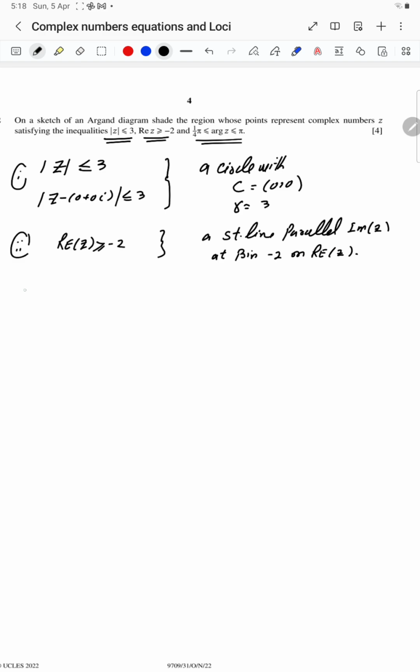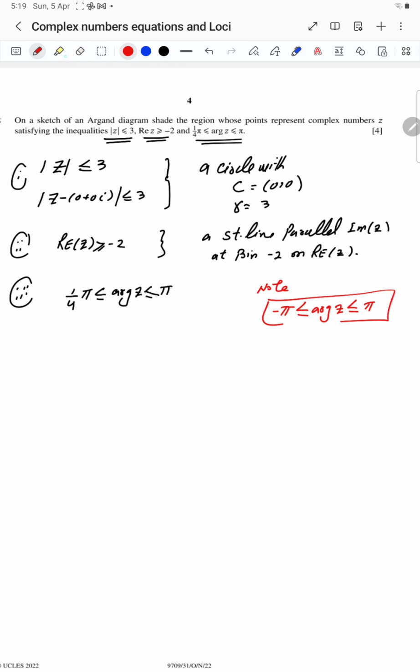Right. The third inequality given to us is pi by 4 less than or equal to argument of z, which is less than or equal to pi. It means your angle is lying between 0 and pi. Generally, you know the argument of z must be between -pi and pi, right? And here it is given the angle. So we have to plot this on an Argand diagram.